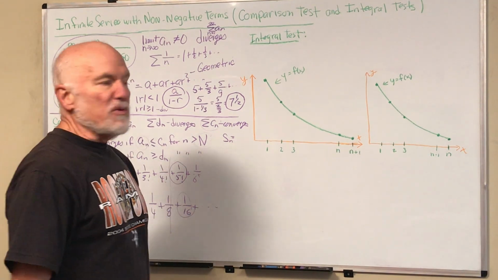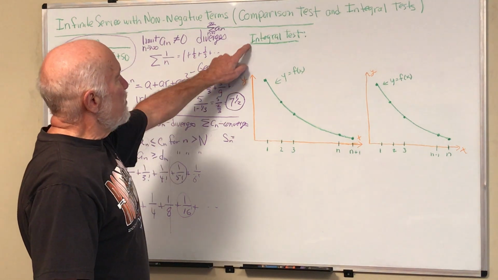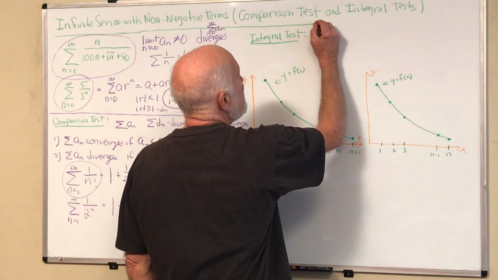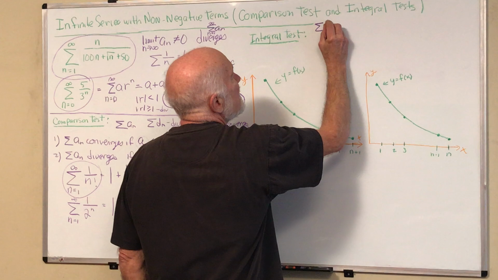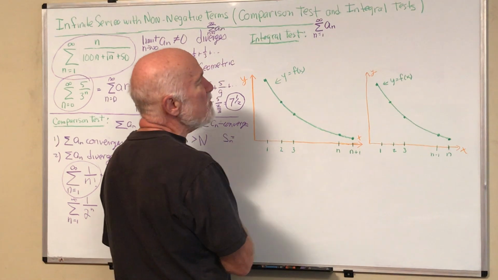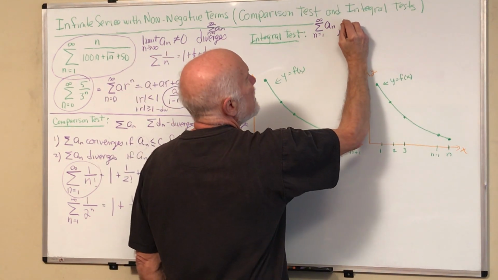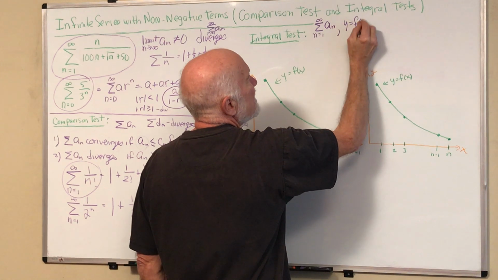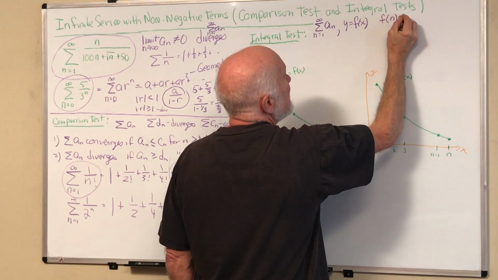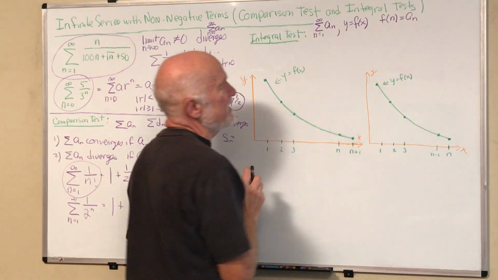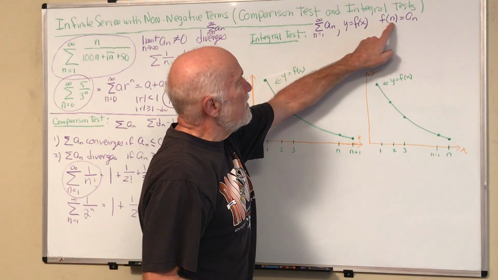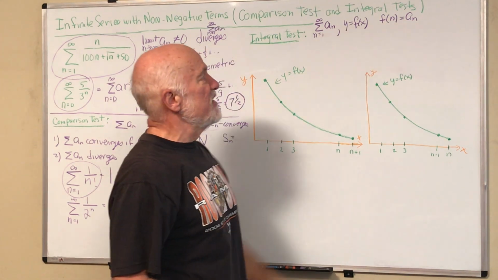And I'll do a few more examples in just a little bit. First, we're going to talk about the integral test. So, if we have a series a sub n, and say we have also a function y equals f of x, such that f of n equals a sub n. So all the integer terms of the function f are the same as the terms of this series.